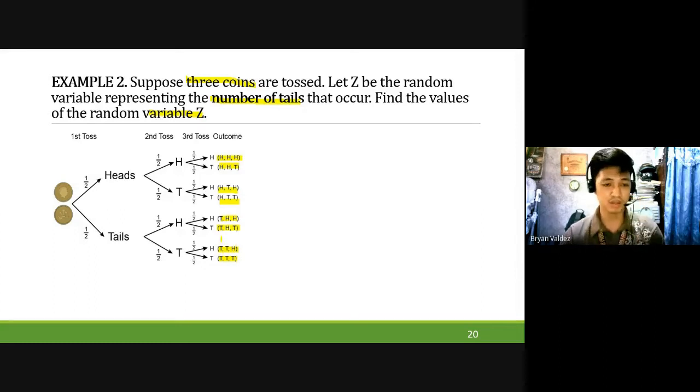Okay, so halimbawa, hindi kayo satisfied sa lumabas na possible outcome, you can do it, no? You can try it at home. Okay? And then, itong mga possible outcome na to, we can put it inside the sample space.